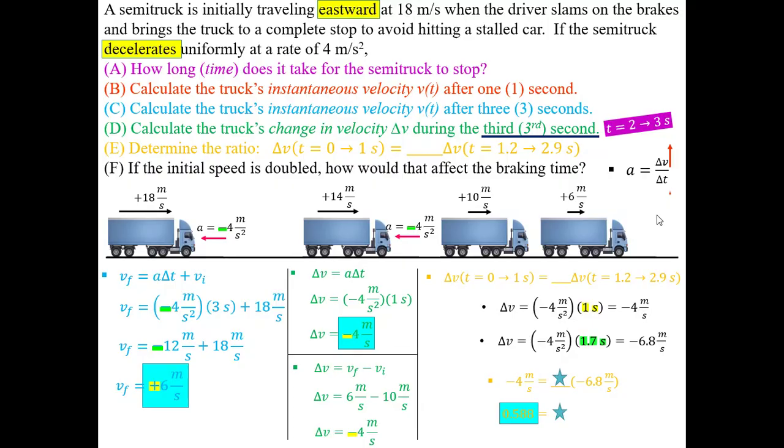Well, I would say it has to double, because 2 divided by 2 is 1, which makes it the same quantity. So for that reason, if the initial speed is doubled, the braking time also needs to double. Why? Because a must remain constant. So if the numerator is multiplied by 2, the denominator also has to multiply by 2 for that statement to be true. Okay? All right, I hope that helps.